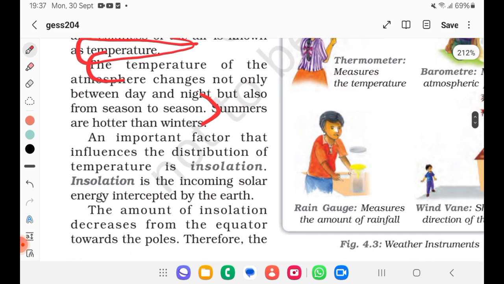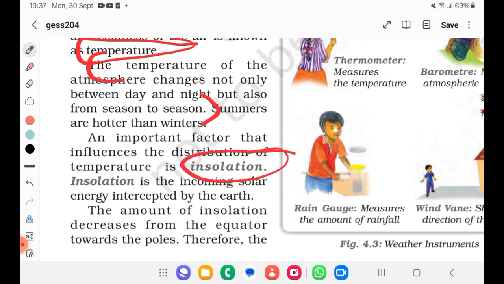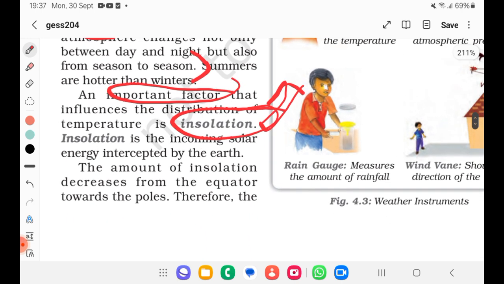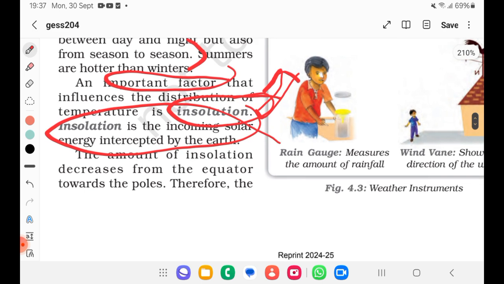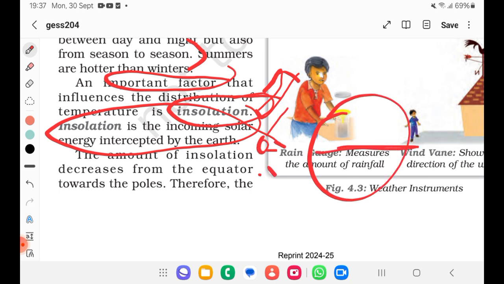An important factor that influences the distribution of temperature is insolation. So, the important factor which influences the difference of temperature, this hotness and coldness, is insolation. What is insolation? It is incoming solar energy intercepted by Earth. The amount of insolation decreases from the equator towards the poles. Let us consider this as the earth and this as the sun. If this is the equator, the equator will be having straight, vertical rays. When you go to the poles, you have slant rays. So, less temperature, less insolation there, more insolation on the equator.